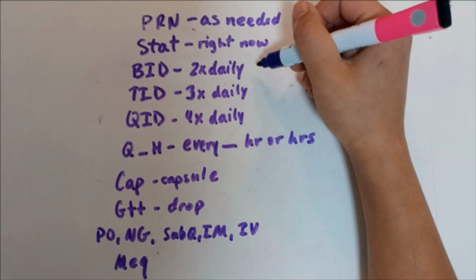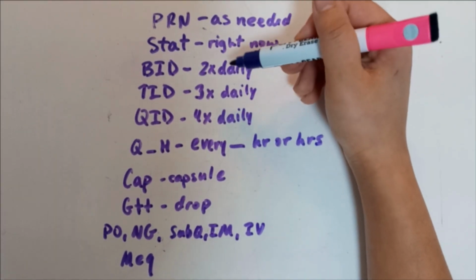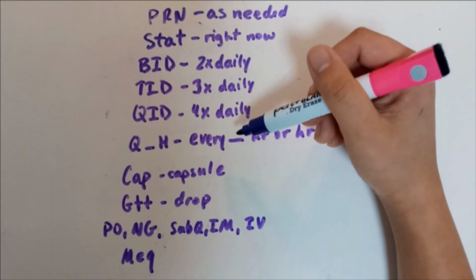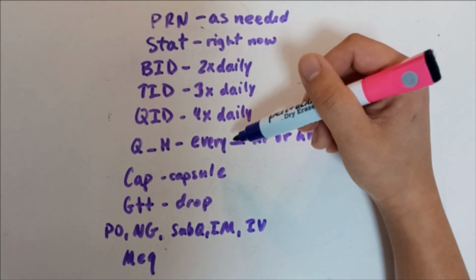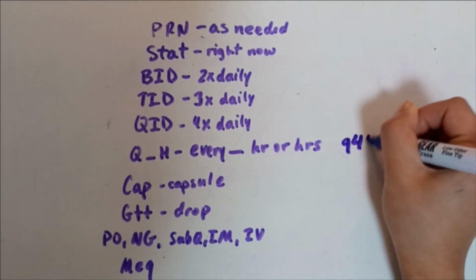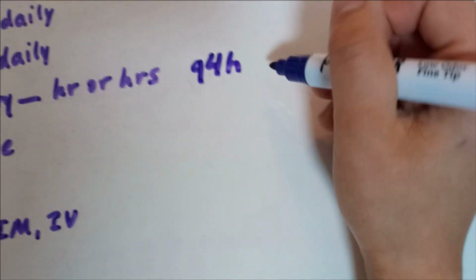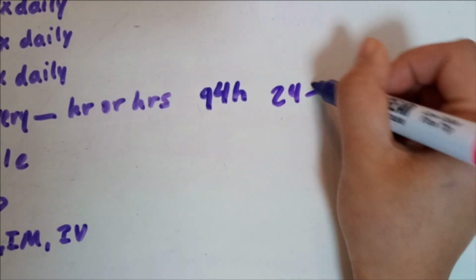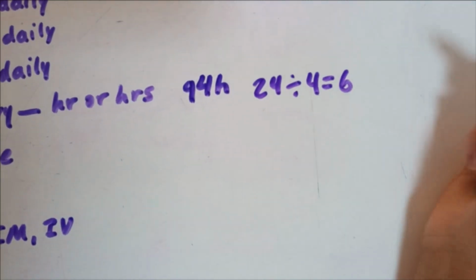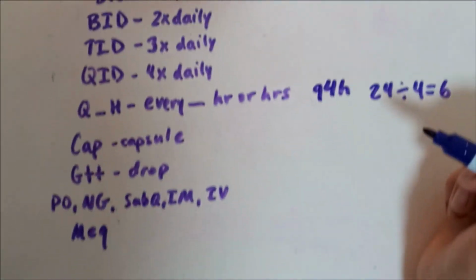So for this one, if they're asking how many calculations in the whole day, you would just multiply the dose needed by 2. But for this one, you'd have to figure out how many doses you're giving within 24 hours. This is an example, Q4H, that's how they'd write it. And that would mean every 4 hours. So then you'd have to do 24 divided by 4 to figure out how many doses in one day. So that's very different from BID, TID, and QID.